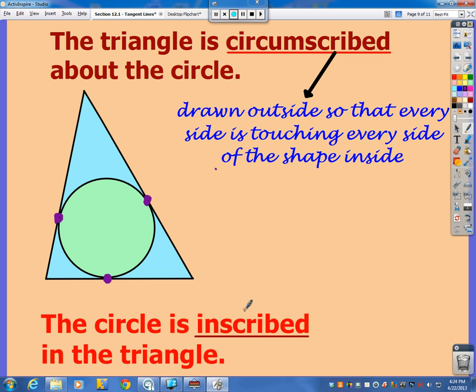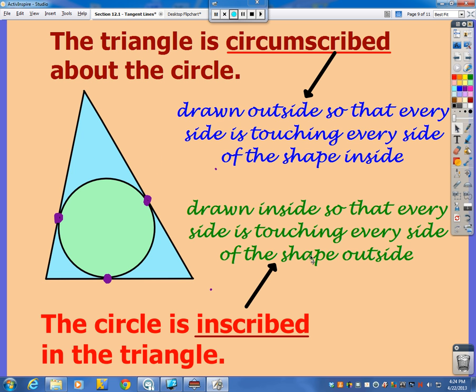Now, inscribed is the other way to talk about the circle with the triangle. The circle is really drawn inside the triangle, but it's not just drawn inside. It's got to be drawn in such a way so that every side of the shape that's outside of it is touching at exactly one point.